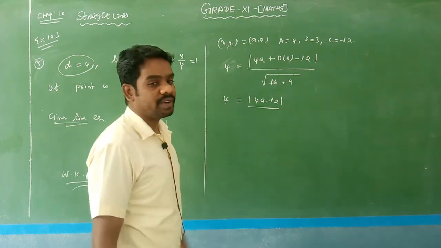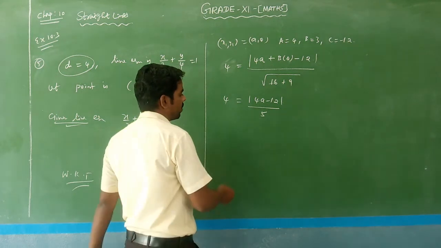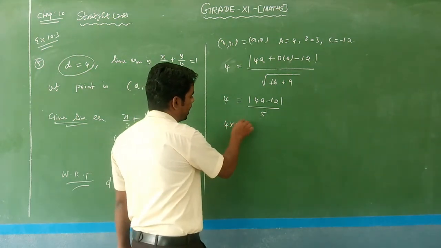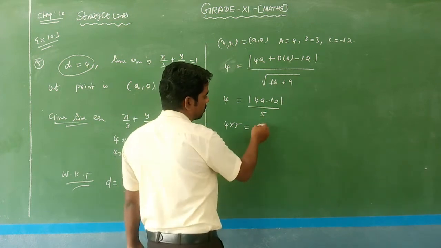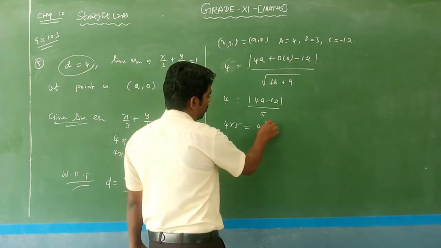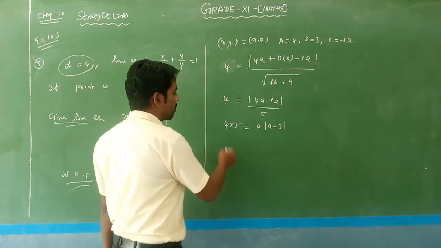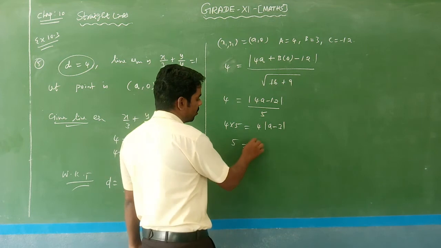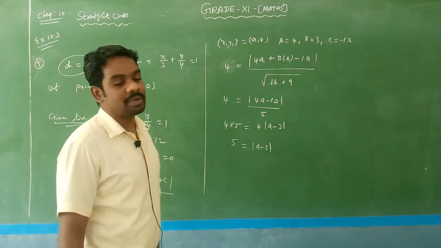So root 25 is equal to 5. So 4 into 5 is equal to 4a minus 12. Take 4 common on both terms, so 4 of modulus a minus 3. So divide by 4 on both sides. So 5 is equal to modulus of a minus 3. Okay, so modulus means plus or minus value.